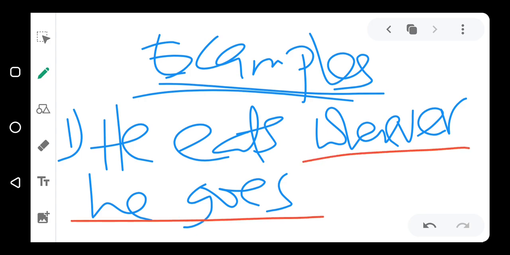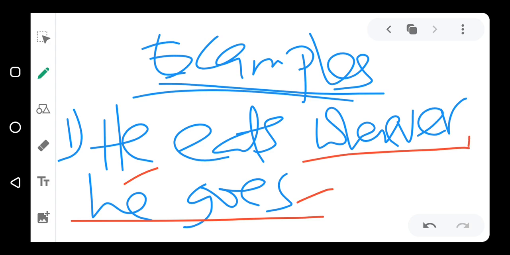Wherever he goes. And we are asked to identify this part of the sentence that is marked off. Now, first of all, we ask ourselves what type of group of words it is. Is it a phrase or is it a clause? It has a subject and it has a verb. Therefore, it is a clause.